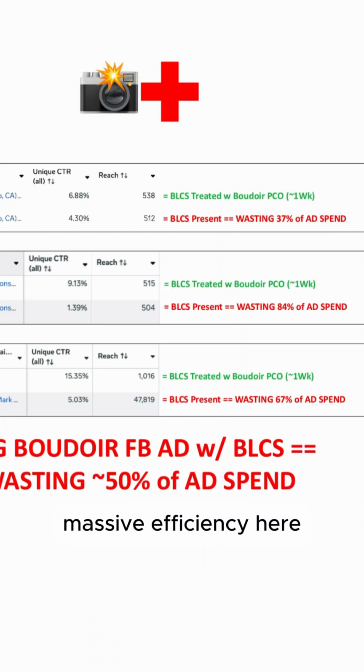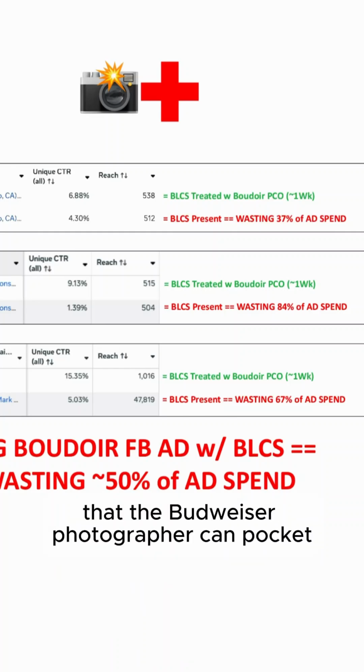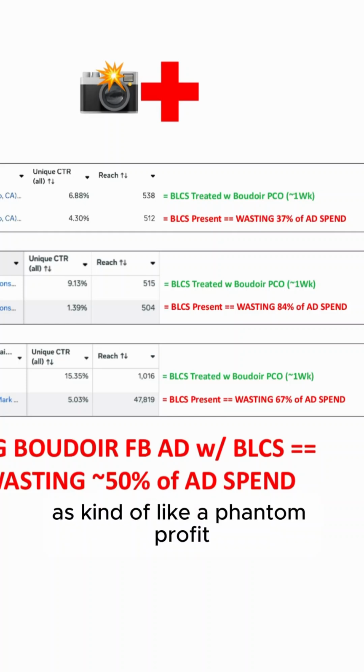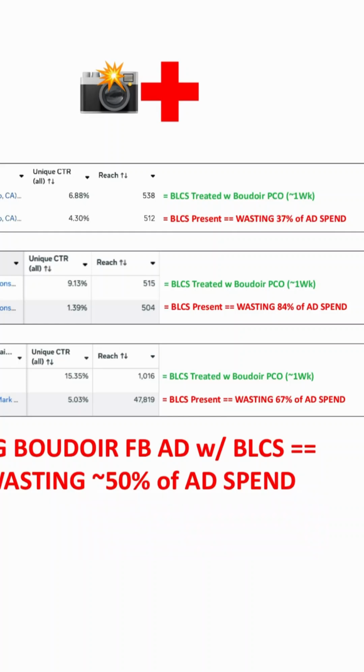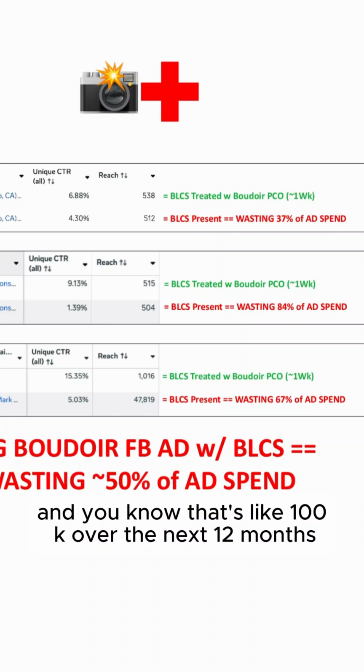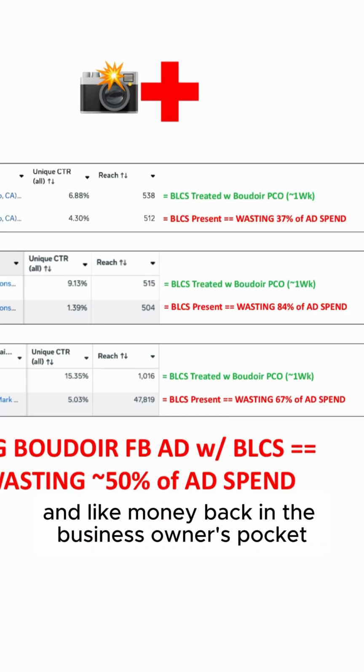So, massive efficiency here. That's $8,400 a month, literally, that the Boudoir photographer can pocket as a phantom profit, a phantom bonus, by simply not having to burn it. And that's like 100K over the next 12 months in money back in the business owner's pocket.